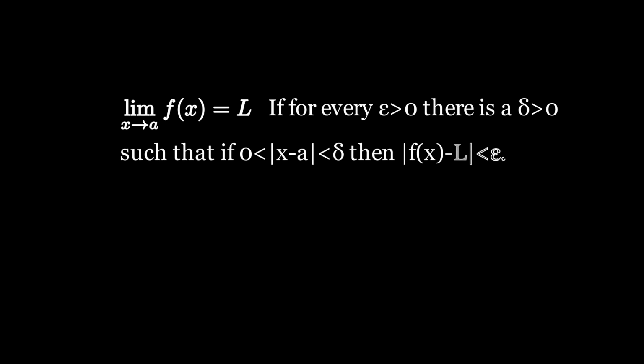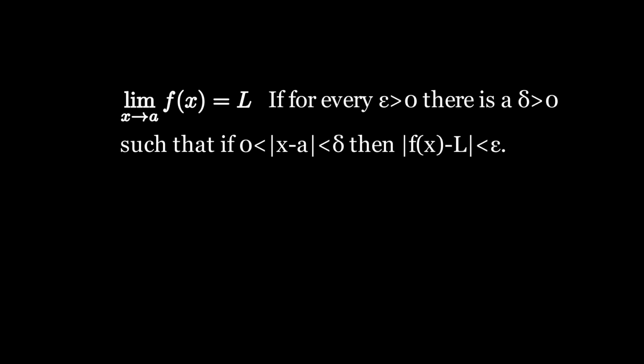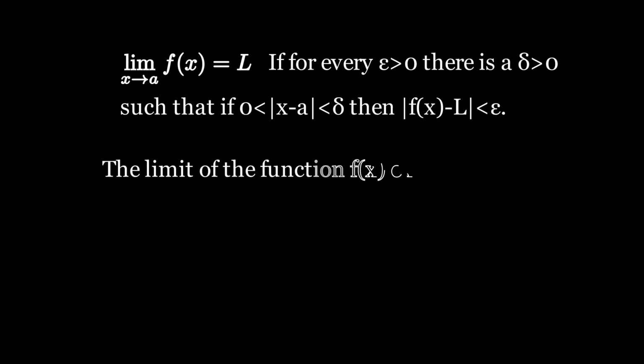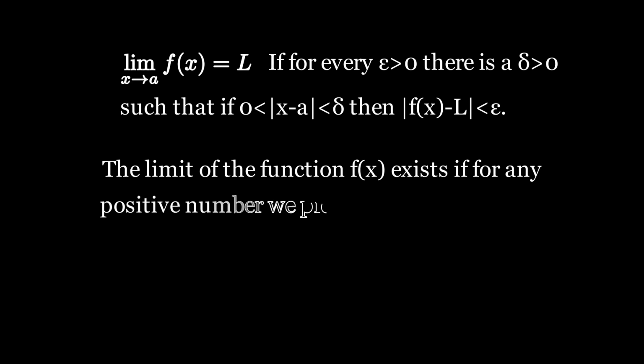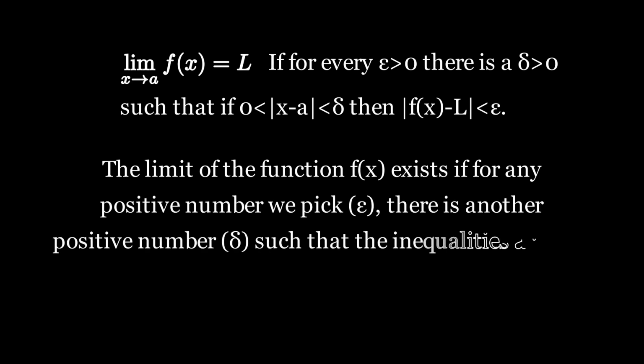Before we worry about how to understand the inequalities, let's summarize the overall definition. We are saying that this particular limit of the function f of x exists if, for any positive number that you could pick, which we call epsilon, there is a corresponding other positive number delta, such that these inequalities are true. It might seem at this point that these two things couldn't possibly be related, but right now all we need to understand is that a limit exists if for every positive number, we can pick another positive number that satisfies the inequalities. So what are these inequalities actually saying?